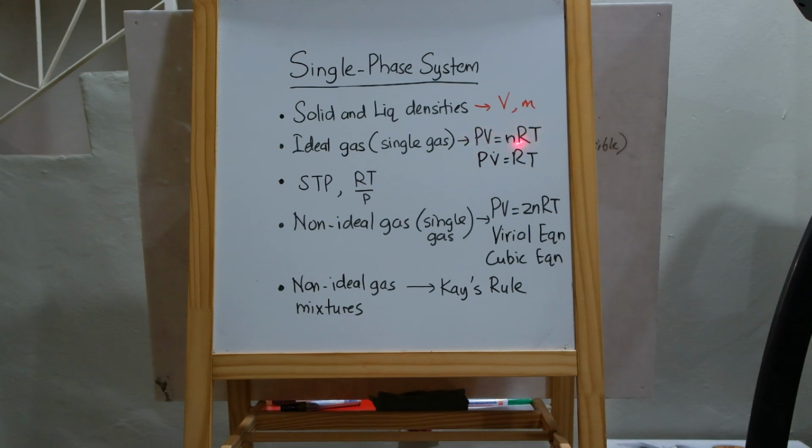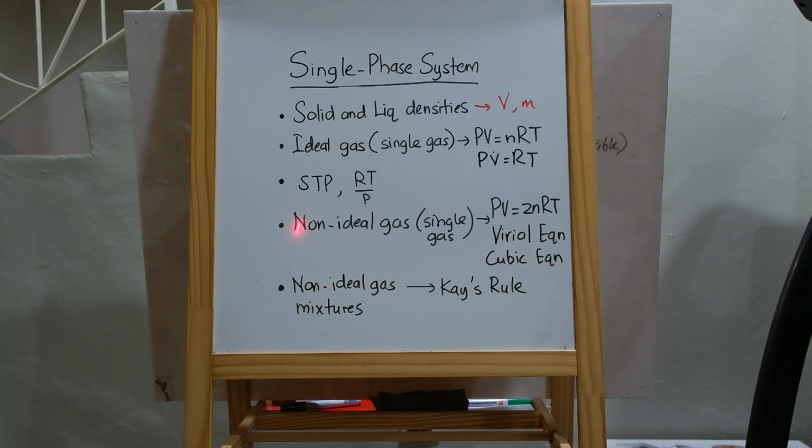These are modifications from the ideal gas law, where we use PV equals ZnRT, where because it's non-ideal gas, we have to find the compressibility factor Z to estimate the information that we want. And then we can also use the virial equation and also cubic equations to find this information.